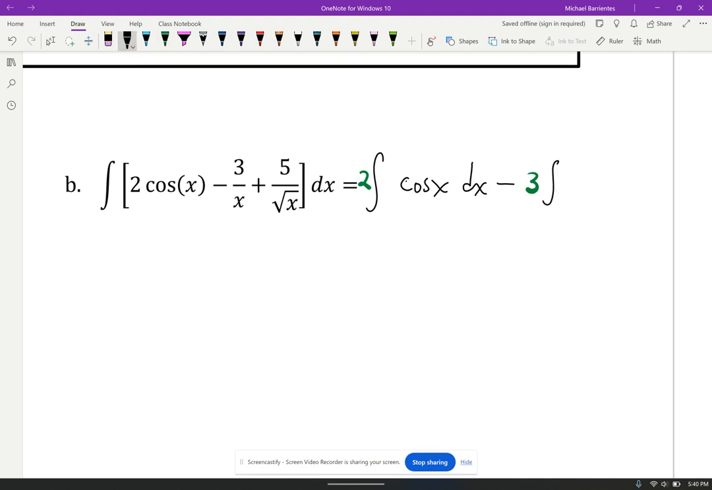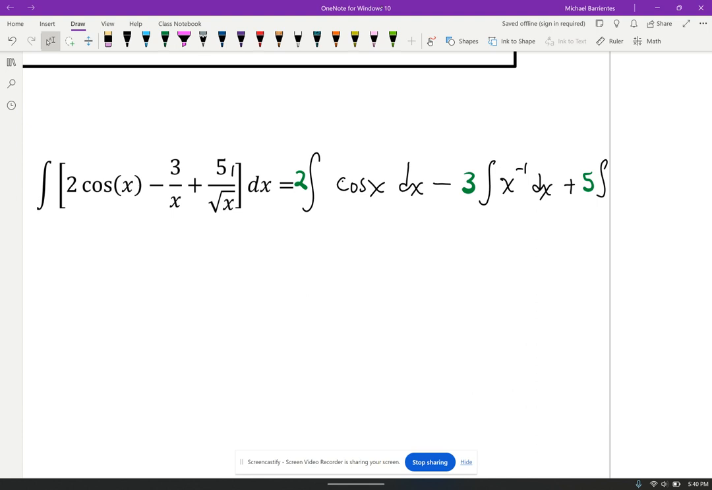Now, if I pull that 3 out, the only thing that's left is 1 over x. Oh, but I can't have x's in the denominator, so let me fix that while I'm here. This will be x to the negative 1 dx. Plus, there's another constant, so 5. Antiderivative of 1 over square root of x, but I can't have roots in the denominator, so let me pull them up. That's going to be x to the negative 1/2 dx.